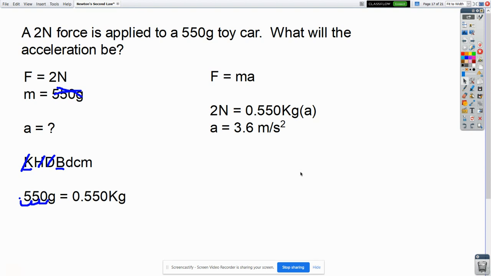If you went into this with the 550 grams, the units wouldn't cancel. You would have kilograms divided by grams, and there wouldn't be unit cancellation there. That's why we have to make sure that everything matches up like it's supposed to.